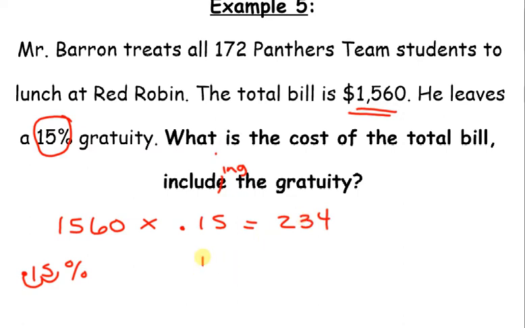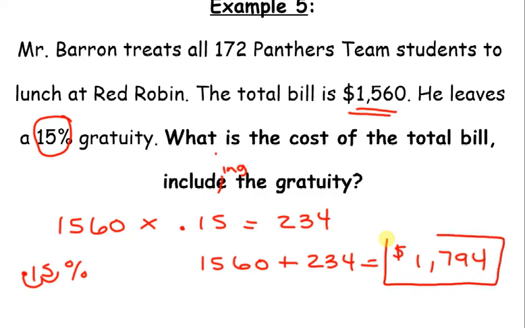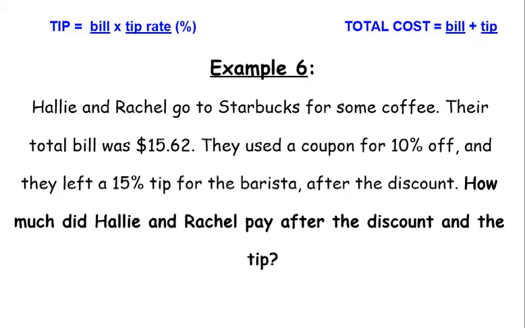So let's take our total bill again. $1,560 plus $234. Go ahead and calculate that. And you should get $1,794 even. And that is what Mr. Barron pays for all of us to go out to lunch at Red Robin. Thank you, Mr. Barron.